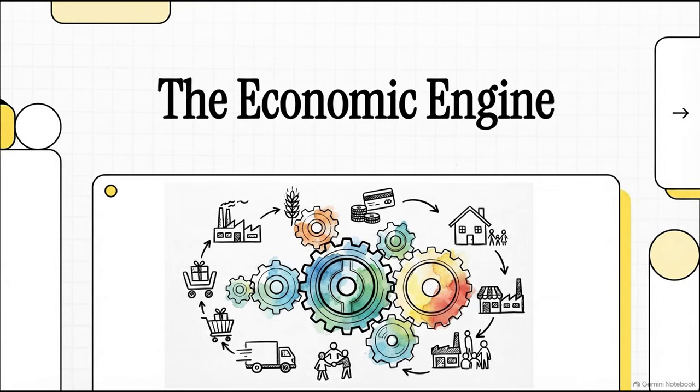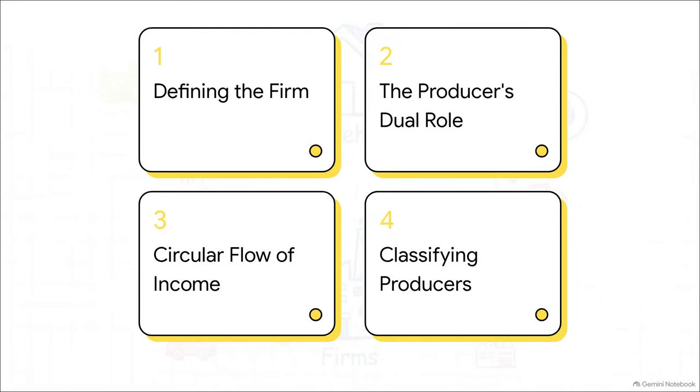Today, we're going to unpack the absolute foundation of our economy. We'll look at the vital engines of production, how money and resources literally flow between us and businesses, and how we categorize the incredibly diverse range of work happening all around us. Okay, let's dive right into this micro to macro roadmap. First up, we'll define a firm. Then we'll explore the producer's dual role, map out the circular flow of income, and finally, classify the different types of producers in our world.